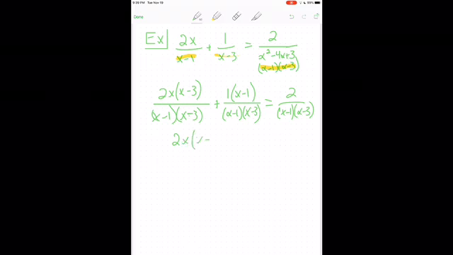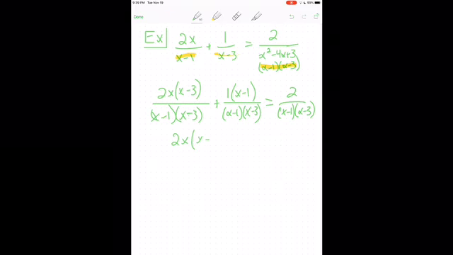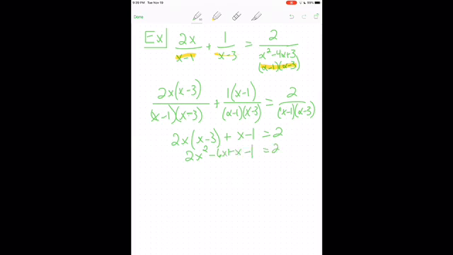2x times x minus 3 plus, this is just x minus 1 equals 2. It's going to be 2x squared minus 6x plus x minus 1 equals 2. And again, we have some x squared, some x to the first, so we're going to want to get everything on one side. If we can factor, that's what we'll do. So 2x squared minus 5x minus 3 equals 0.